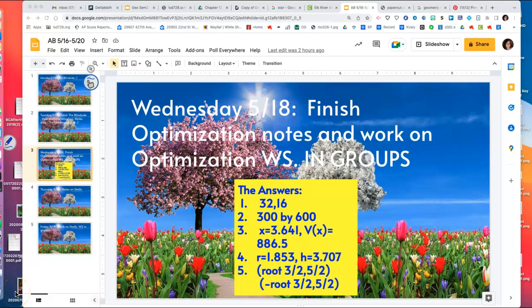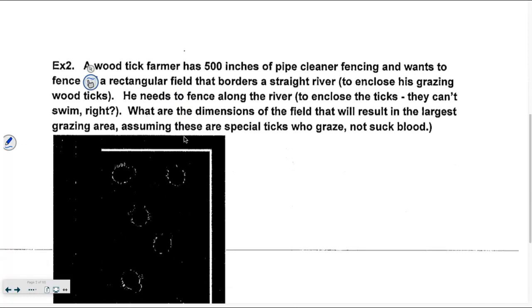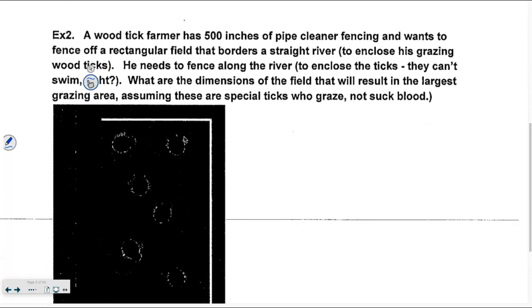So yesterday we were working with optimization. Whoopsie. I gotta go quick on that without my fingertip, I guess. So we went through the process and we did a couple basic ones, and I'm recording. Alright, we did the box, and we're going to go do this rectangular field.